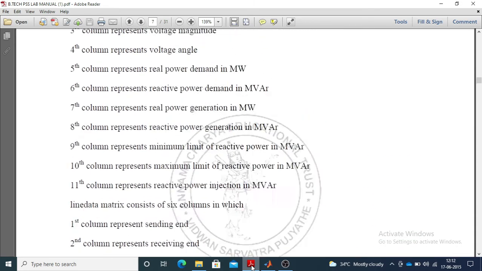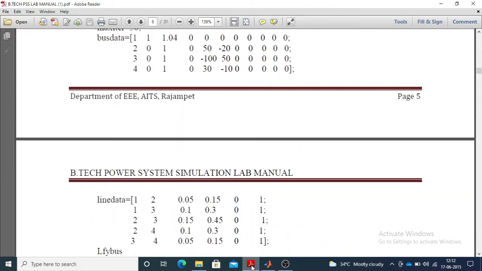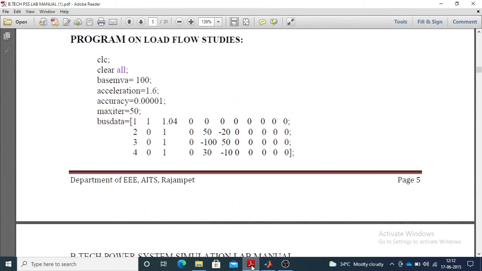So now I will explain the program. CLC and clear all are the two things that we mention at the start of the program, since CLC is the command used to clear the command window and clear all is the command used to clear all the assigned variables. From the given question, the base MVA of the system is 100, so declare basemva = 100. They said that the acceleration factor is 1.6, so accel = 1.6.